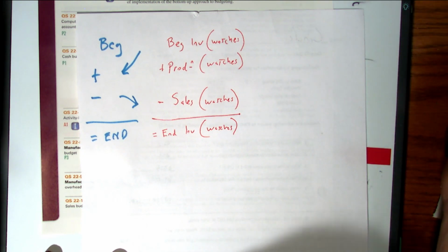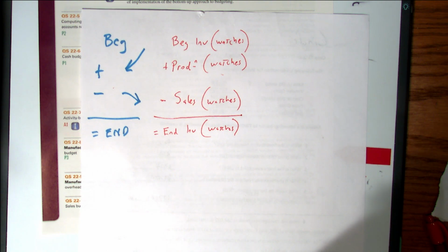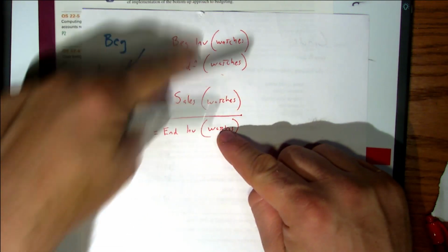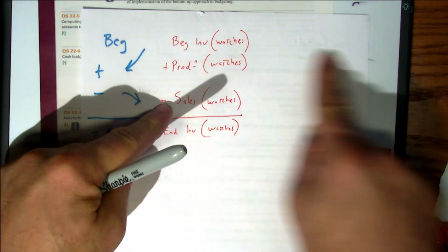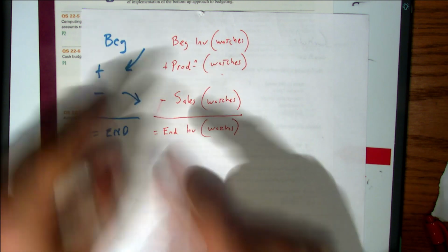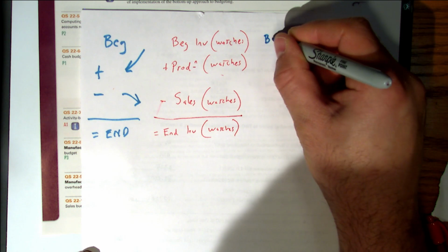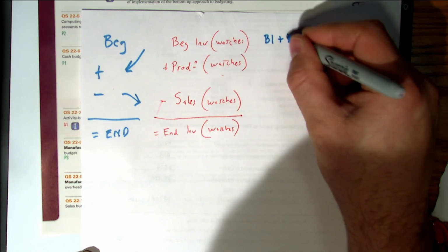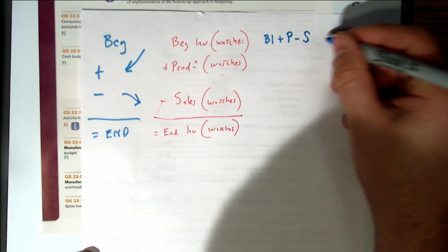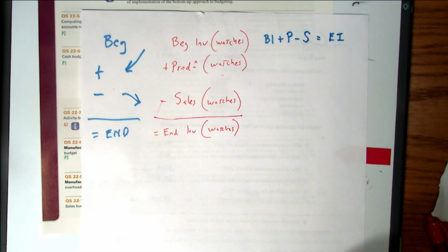You with me? Okay, so I do this, then I do this. Then the next step that I like to do is take this equation and write it horizontally, and I'll abbreviate here. So beginning inventory plus P for production minus S for sales equals the ending inventory. Is that correct? You with me?